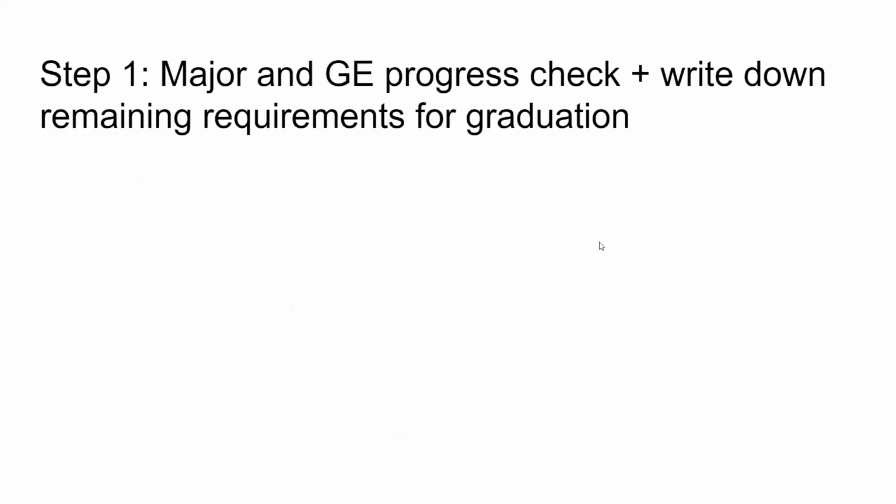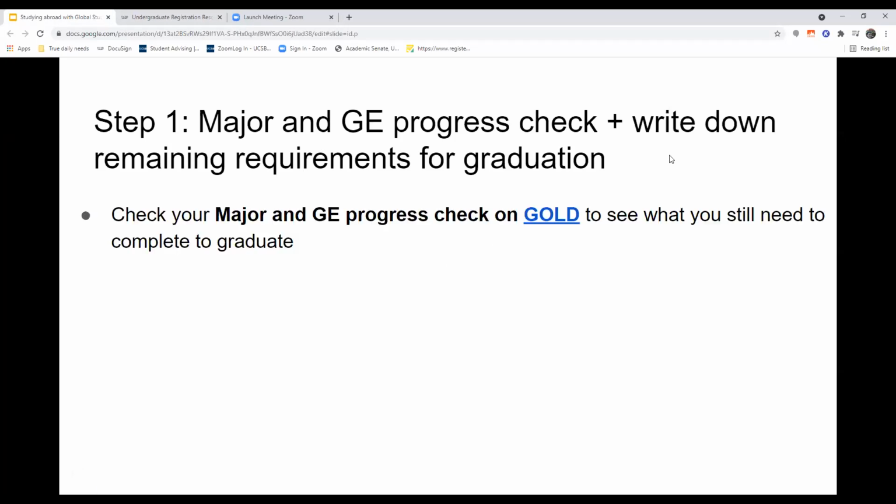So step one, I highly recommend that you take a moment to look at your major and GE progress check on Gold. Always a good place to start whenever you're thinking about making future course plans, whether at UCSB or on UCEAP programs. And then you will use that to write down your remaining requirements for graduation. That is basically the front side of your form. So we'll go back over here.